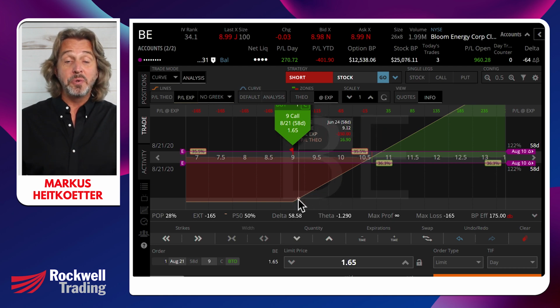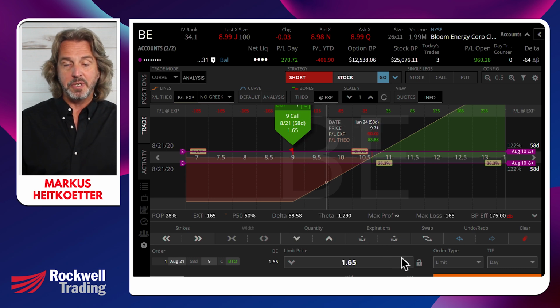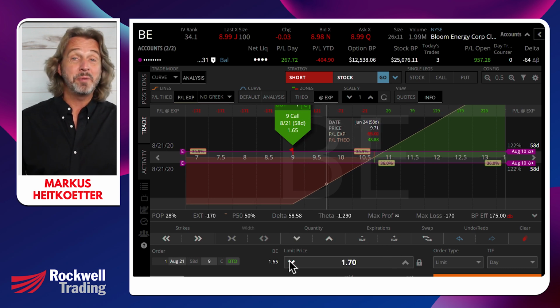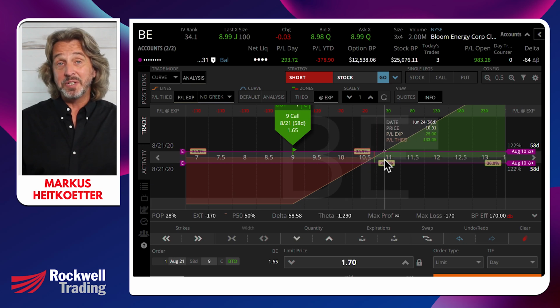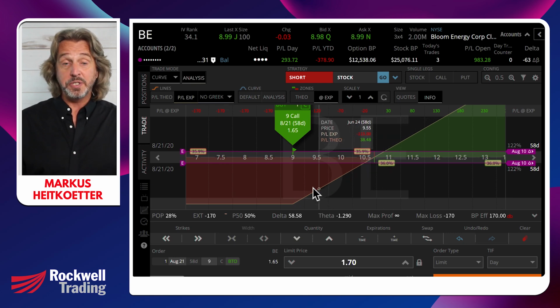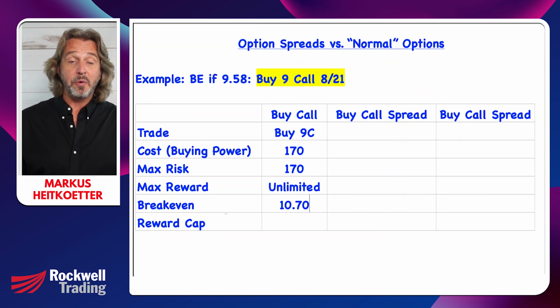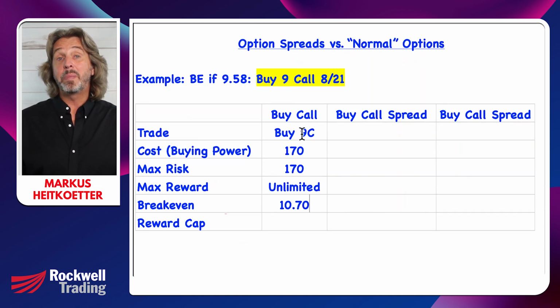Now, you're not losing the whole amount, the whole $170 here. Let me just adjust this to 170. The markets are still open, so it's jumping around a little bit. But you see, as long as it is above the strike price of 9, but still below $10.70, this is when you're still losing money. Now, how did I arrive at the $10.70? Well, it's a strike price of 9 plus $1.70 that you paid for the call.